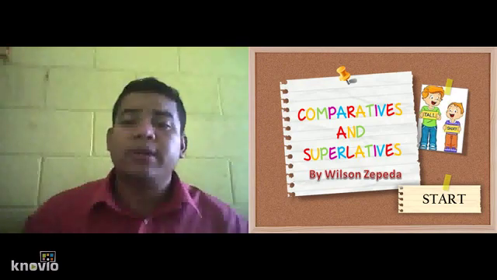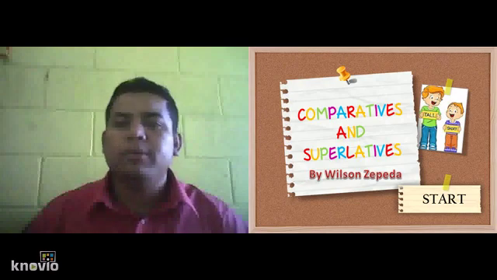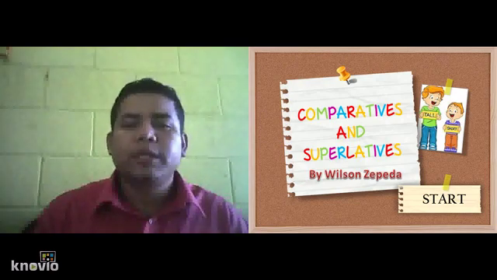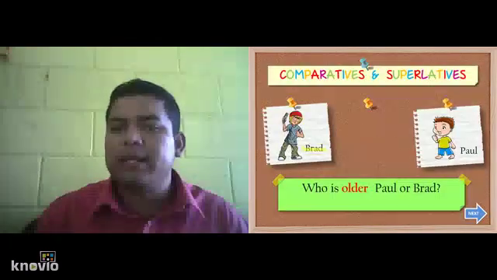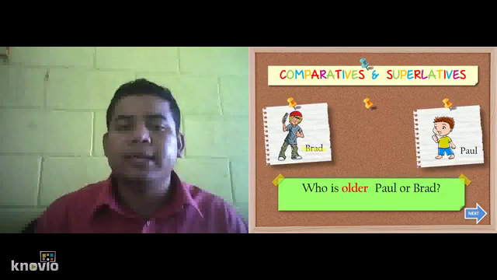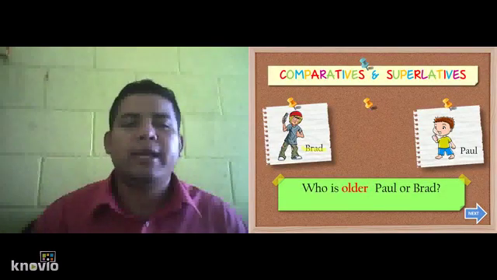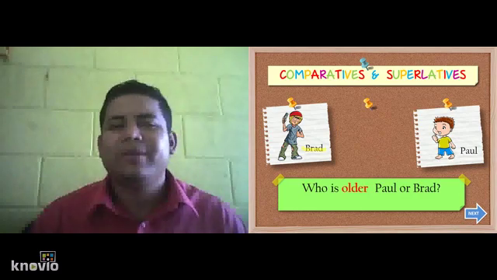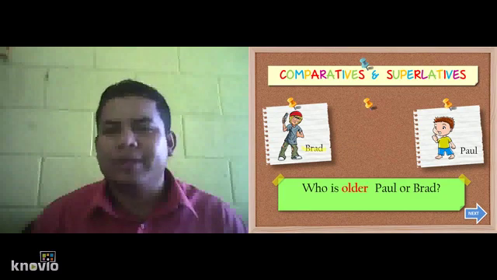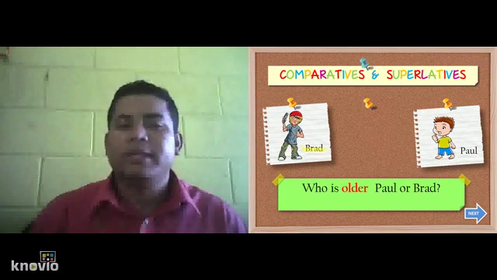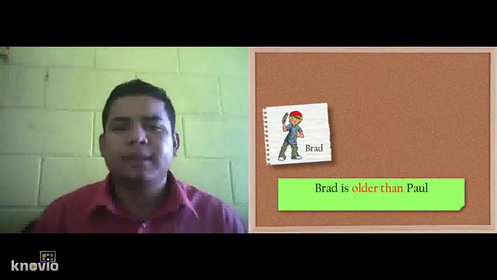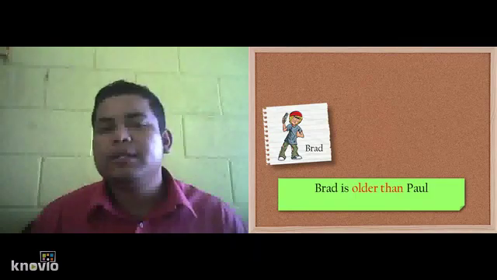So for this, we're going to have some really simple and nice examples, and I want you to please help me. First, we're going to see an example about comparatives. Let's see. Who is older, Paul or Brad? We have two pictures over there, and you can see which one is the older, right? It's the oldest guy. So in this case, the sentence might be like this: Brad is older than Paul.